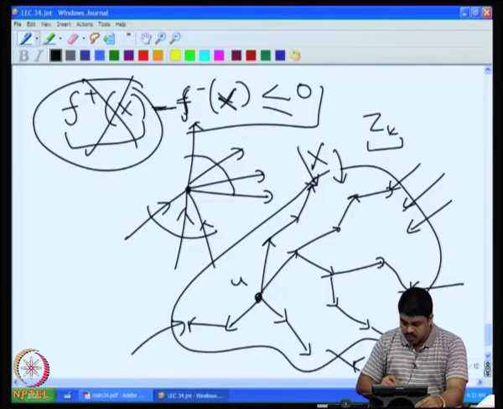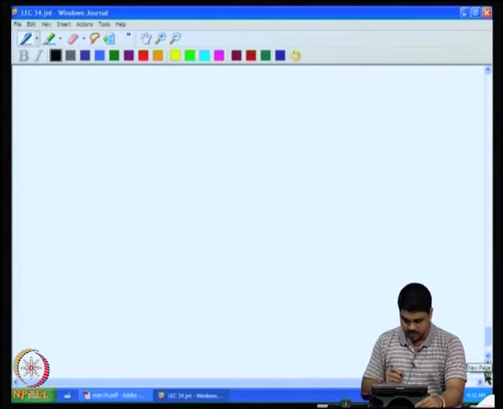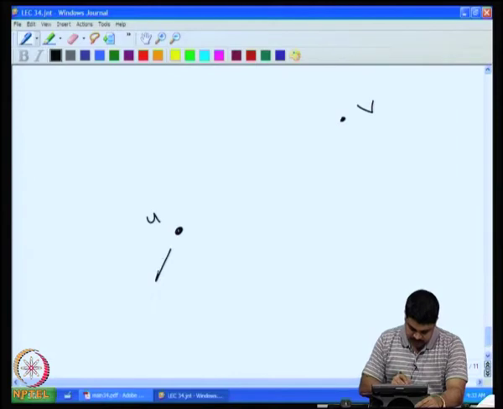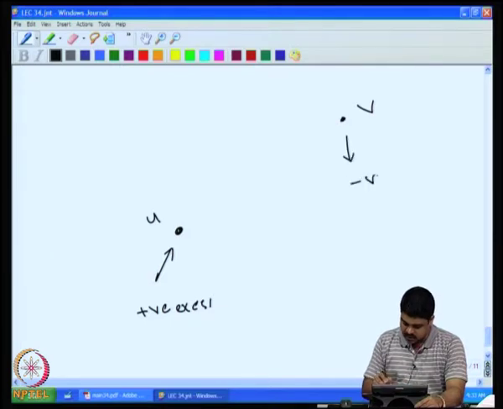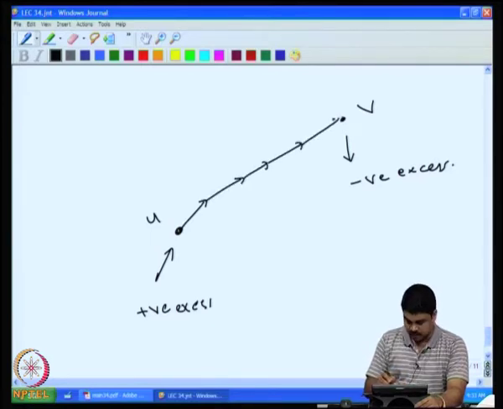So, now u has a positive excess, and the total sum of the excesses on the vertices of x is less than or equal to 0. So, there should be one with negative excess. Let us call it v. This is u, this is v; this has positive excess and this is negative excess, and then there is a directed path from here to here.